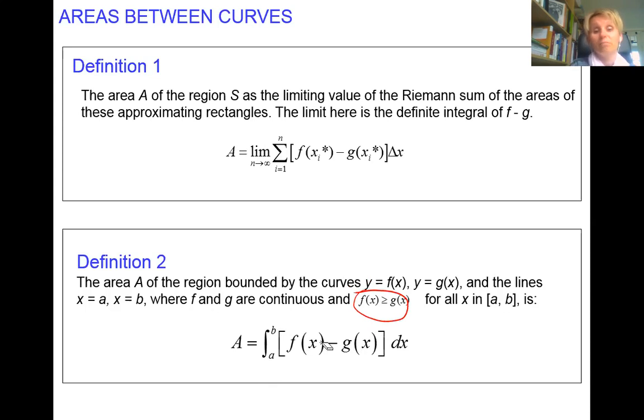Since f of x is greater than g of x, we will always get a positive value. Even if we have negative functions, we will always keep this difference, the greater value minus the smaller value. That means when we compute the area between two curves, we always expect a positive answer. This is a small difference between finding the area between two curves and directly integrating a function, because the integral could be negative, could also be zero, but the area between two curves must be positive.